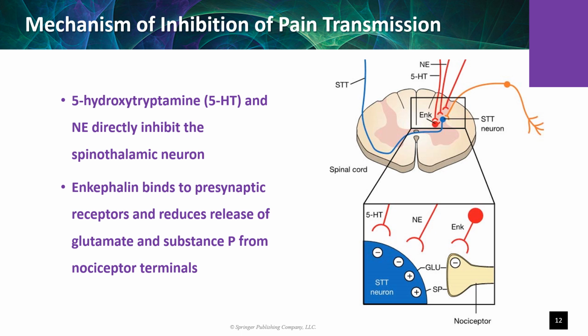Descending inhibitory pathways involving the PAG can be activated by opioid analgesics and by endogenous opioids. All of the endogenous opioids, enkephalins, endorphins, and dynorphins, are present in the PAG. At the level of the spinal cord, enkephalin is released from interneurons and acts to inhibit the release of substance P and glutamate from the primary sensory neuron.